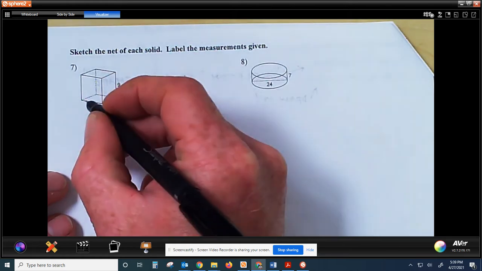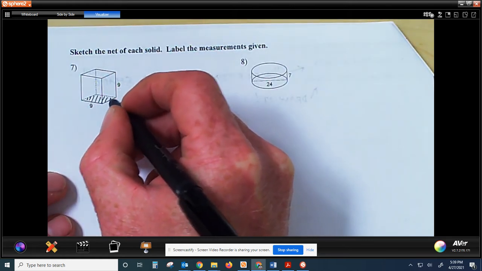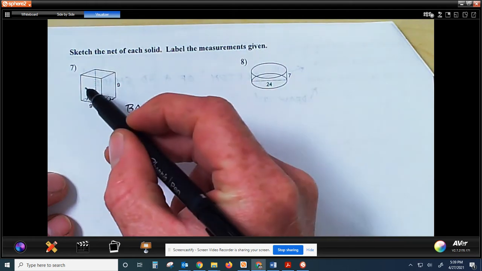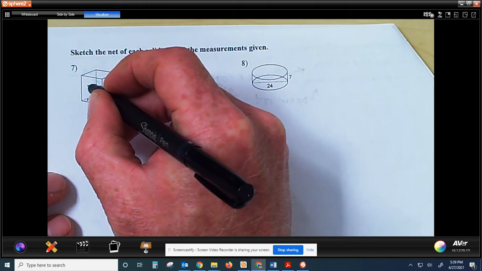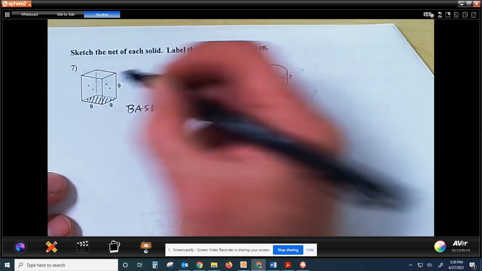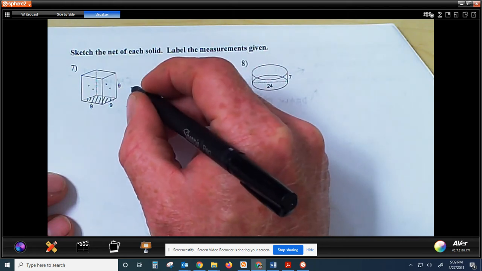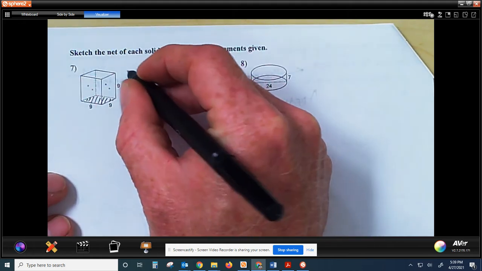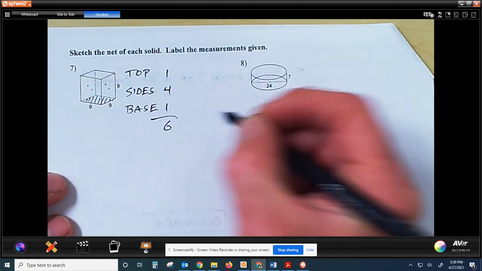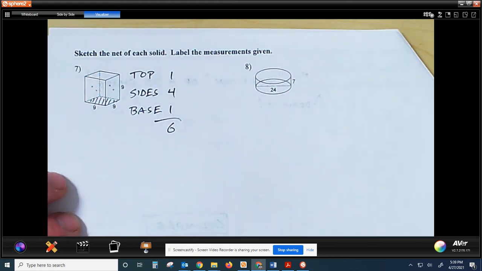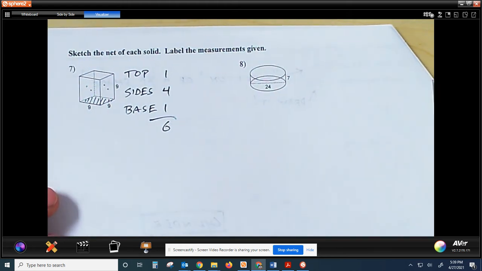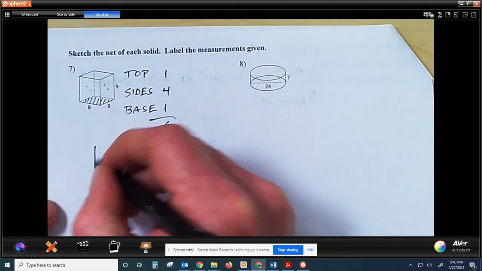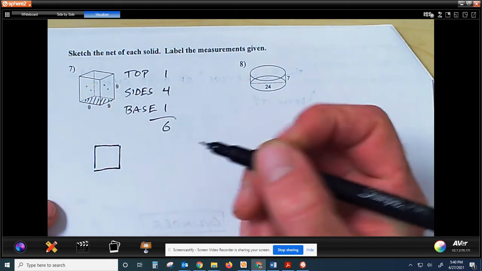Let's take stock of what we've got. In the past, we've colored in the base. So I'll start with the base. I have one. A cube has 1, 2, 3, 4. I'll try to put a dot in the middle of each one. So there are sides, and there are four. And then there's a top. There's a top to this cube. So my surface area would be the combination of 6 squares. I'm going to try to draw it. If I open this like a box on one hinge, I am going to have a square, a 9 by 9 square.